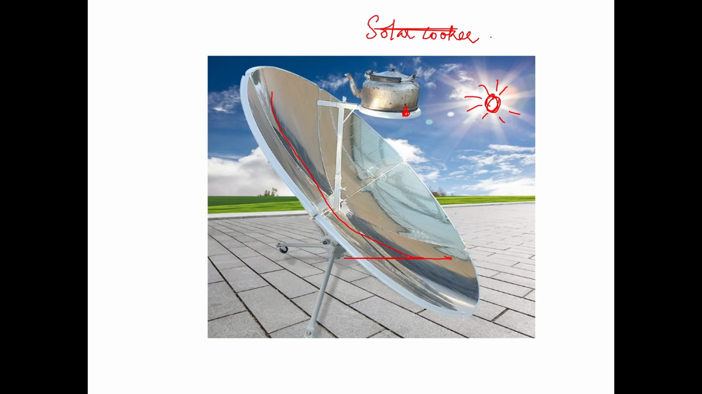So the sun can produce very high temperature. If all the rays are converging at one point, then the temperature will be very high, which is enough to cook food or boil water. So this is one of the applications of this object position.